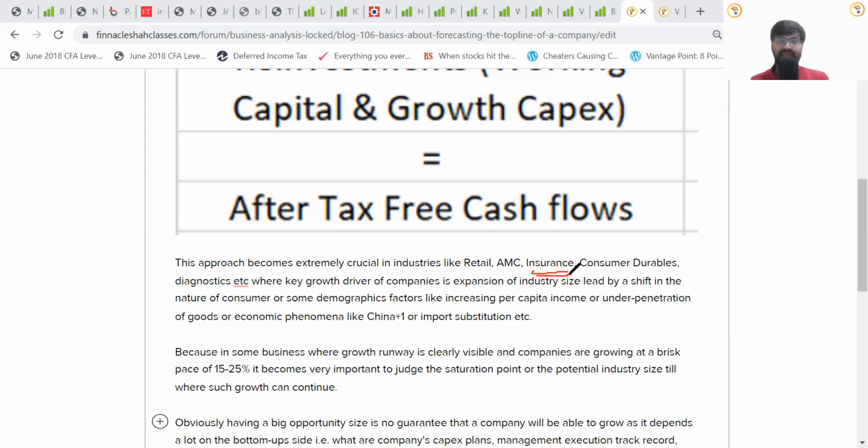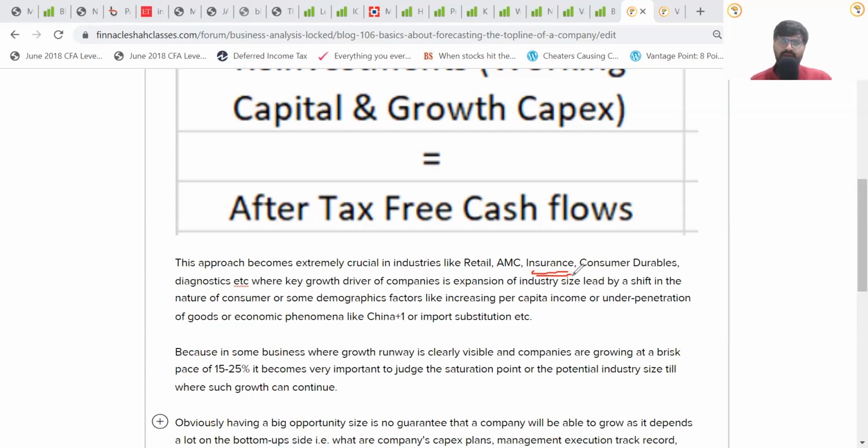Like the insurance industry, everyone has become aware of taking insurance now, especially after COVID. People understand that sudden life-disturbing events होते हैं and you need protection, right? Otherwise you cannot have so much money if some earning member of the family passes away due to some unfortunate event. So suddenly the insurance industry has started growing. There are a lot of such industries: asset management industry, consumer durable industry, diagnostic industry, where the companies are majorly growing due to industry-led tailwind.